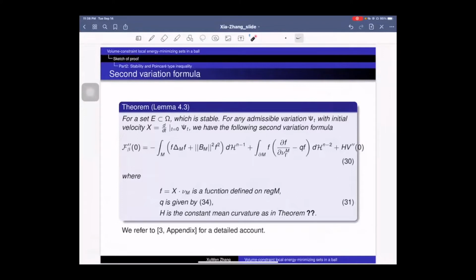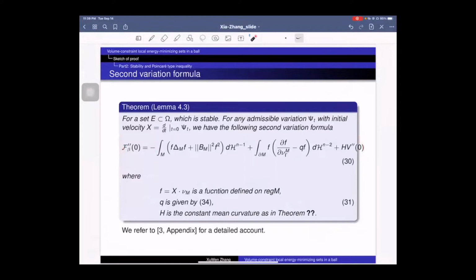And since we want to prove the Poincaré type inequality by stability, we will have to compute the second variation formula for the free energy. When M is a C2 hypersurface, such a second variation formula has been computed by Xuwen Zhang. And since we are dealing with M, whose regular part is almost the same as M, we can use the same result as for the smooth case, which is the following.